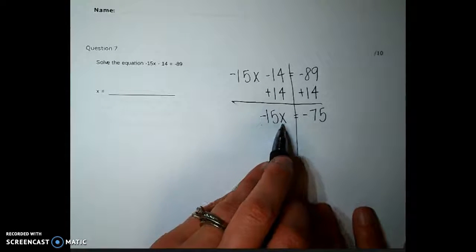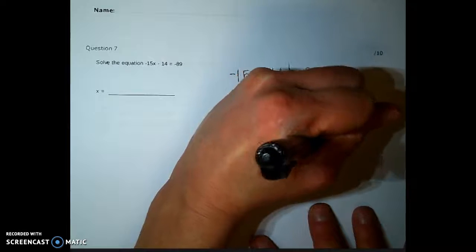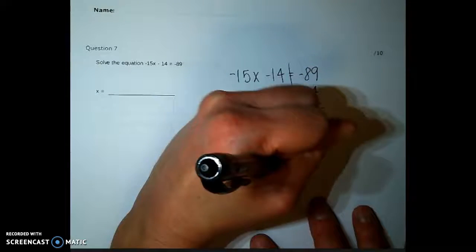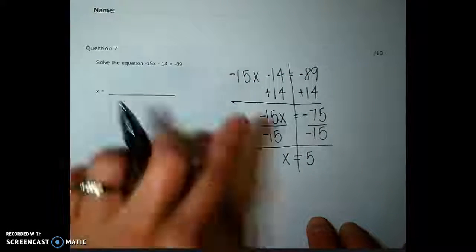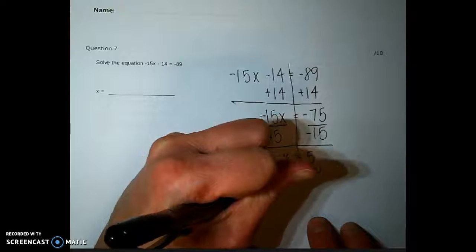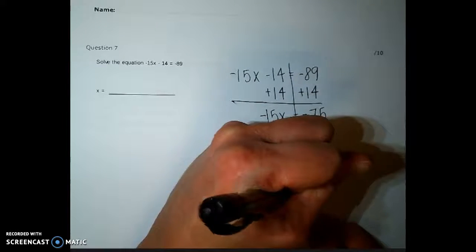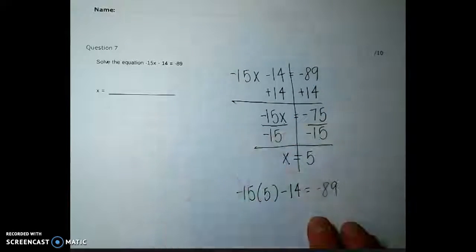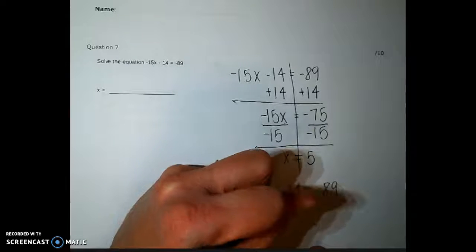Remember that this is negative 15 times x, so to get rid of multiplication, I have to divide both sides by negative 15, and that's going to give me x equals 5. Now to double check my work, I plug 5 back in for x, so I take negative 15 times 5 minus 14, and I'm going to see if it's equal to negative 89. So when I simplify, I'm going to start by multiplying first. Negative 15 times 5 gives me negative 75.